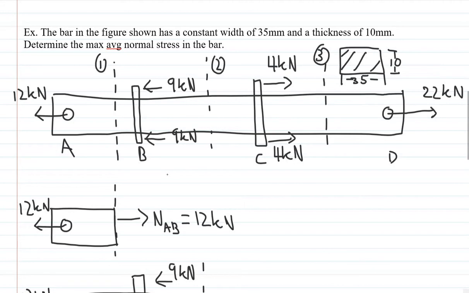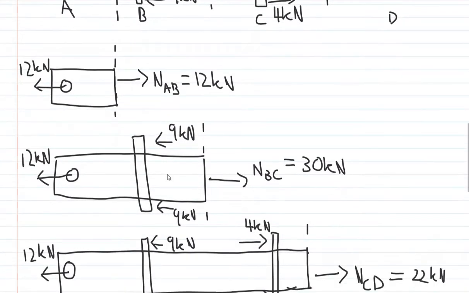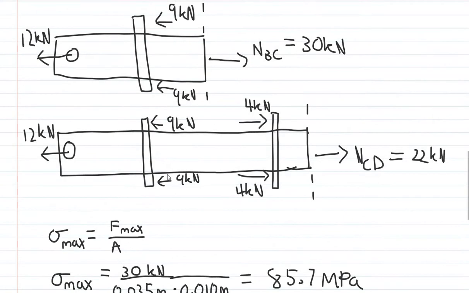So in the first section cut, starting from the left, there is a 12 kilonewton force to the left, and the resulting normal force will be 12 kilonewtons to the right. In the second section, there is a 12 kilonewton force to the left and two 9 kilonewton forces to the left. That makes a normal force of 30 kilonewtons to the right. And finally, in the third section, a summation of 22 kilonewtons to the right for the normal force.